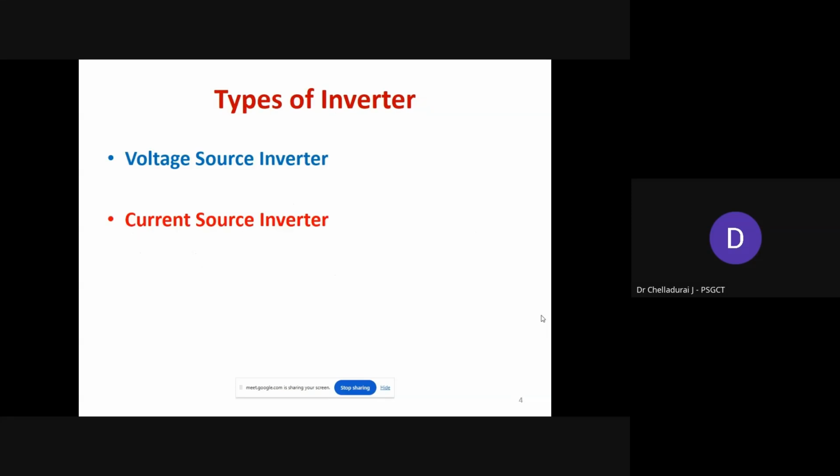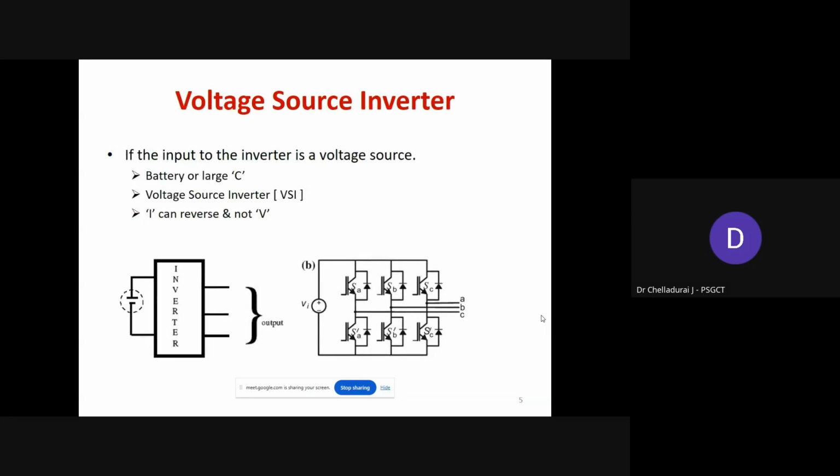In inverter topology, there are 2 different types. One is the voltage source inverter, and the second is the current source inverter. In a voltage source inverter, the input voltage is considered as an ideal DC voltage source. Then by using a power electronic converter, that is a number of switches, we can convert this fixed DC into variable AC based on our different applications.